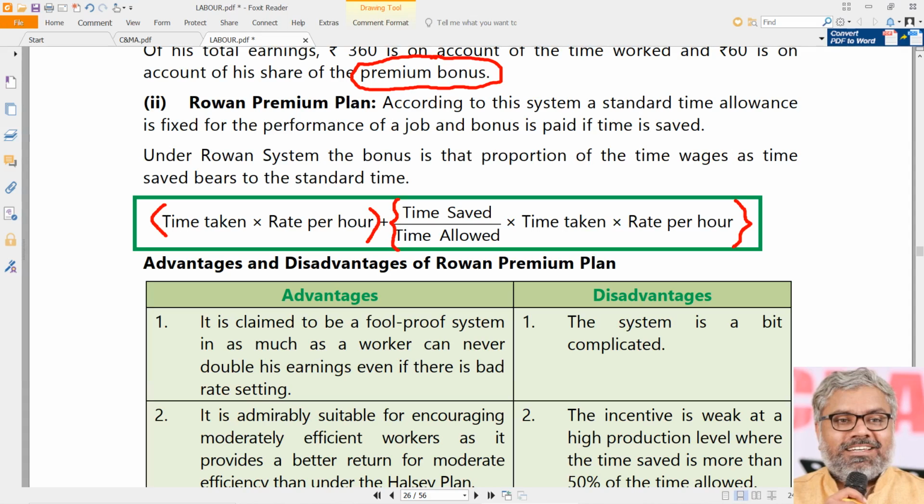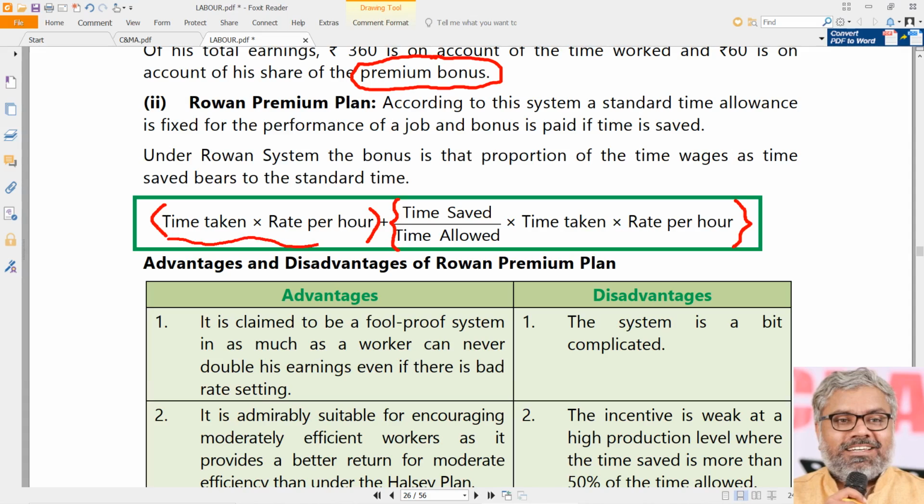So standardizing to 50% of time saved is Halsey, but rather than standardizing the time saved, Rowan has done a proportional amount. A proportion of time wages is given as bonus, but to what extent it is given, that is in the proportion of time saved to time allowed. So time saved divided by time allowed multiplied with time taken into rate per hour. That is the formula for total wages under Rowan plan. Once again, you have to identify first portion here. This portion is the same.